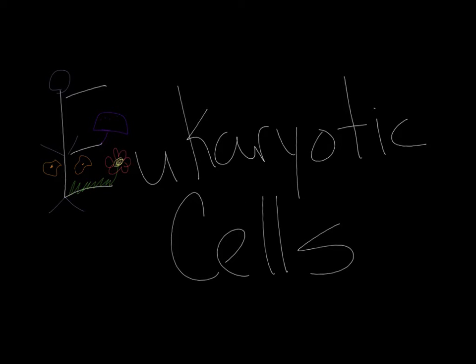So let's focus on this. We have two types of cells, eukaryotic and prokaryotic. So in this video we're going to focus on the organelles found in eukaryotic cells. Just as a reminder, for eukaryotic cells we have organisms that are members of the animal kingdom, the protista kingdom, the fungi kingdom, and the plant kingdom.